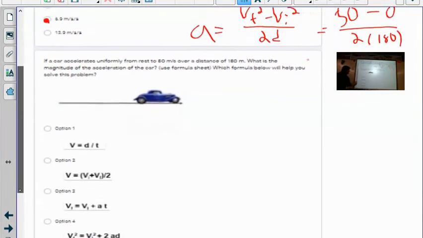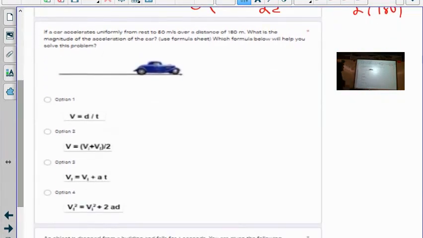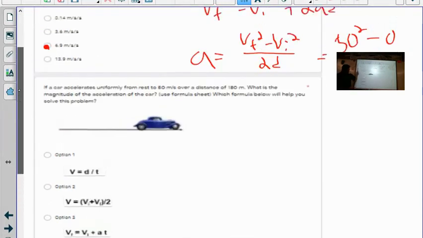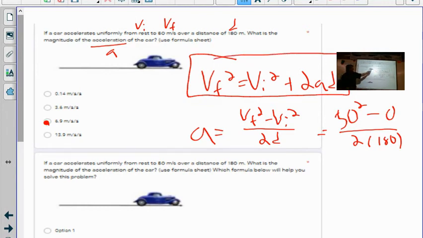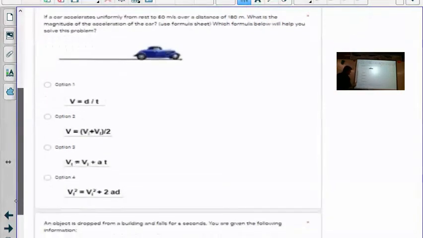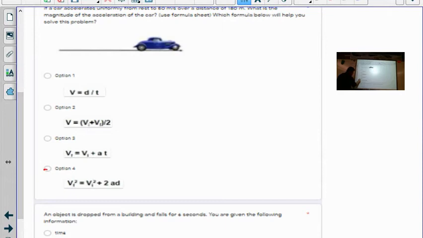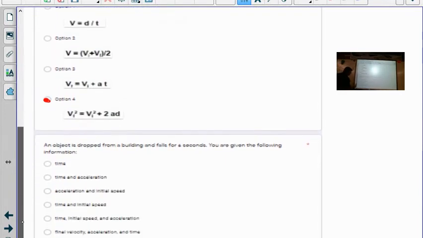Coming to this one, it's just asking for which formula to use. On your quiz, I flipped these back so you can see which formula I used here. I actually switched these on the quiz because it made sense to have this first and then this one. So the answer is this one right here: VF squared equals VI squared plus 2AD.